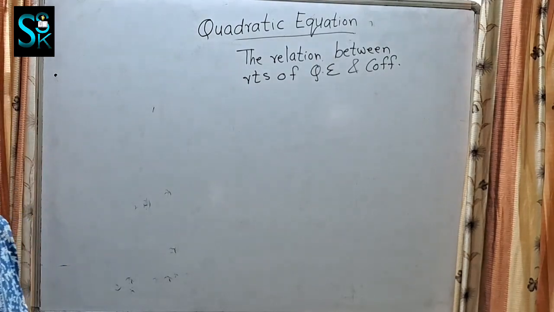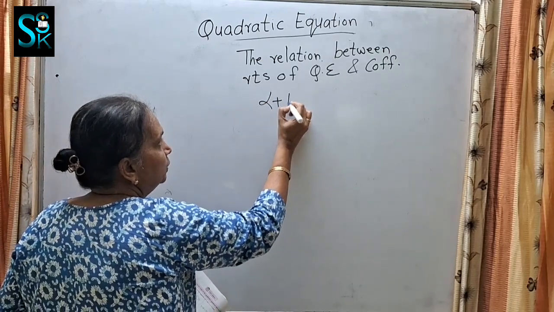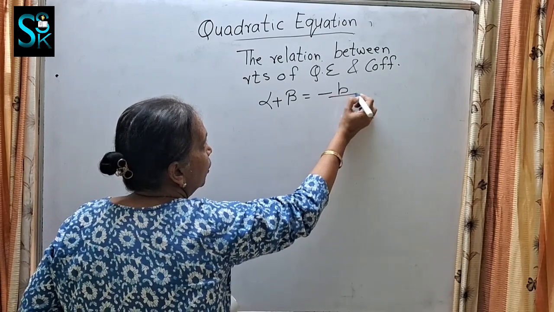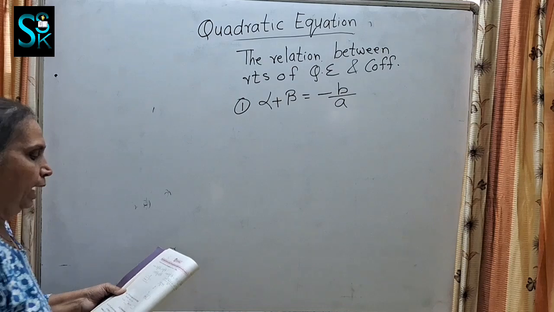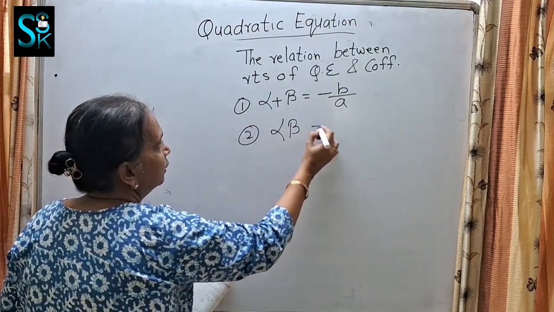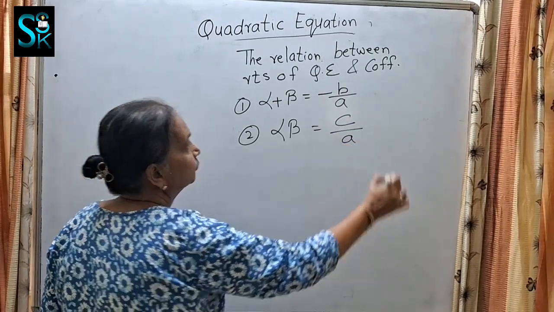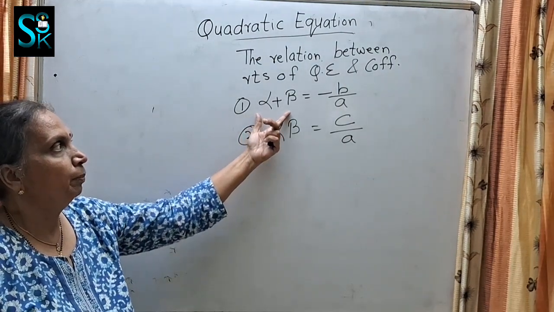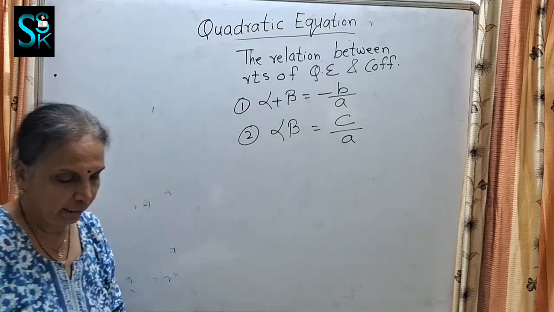For that matter only you should know two formulas. The formulas are alpha plus beta is equal to minus b upon a. This is one. And the other one is alpha into beta is nothing but c upon a. So alpha plus beta is minus b upon a and alpha into beta is c upon a.